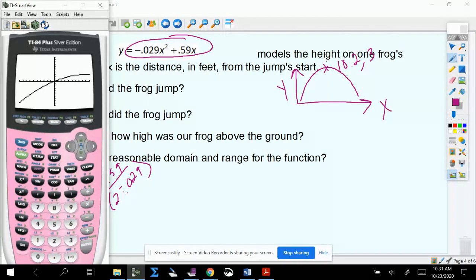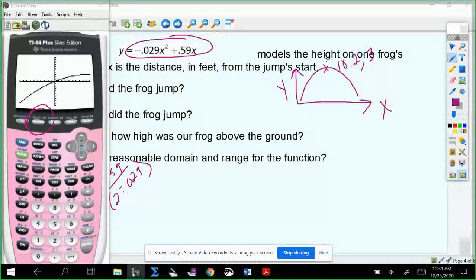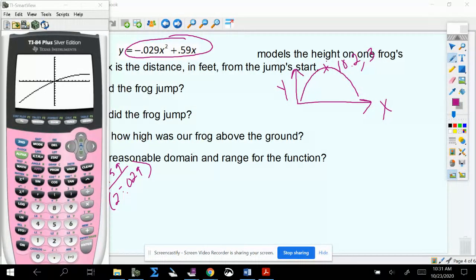You're going to go to the button that says window. Let me highlight this for you. This is the button that says window. If you click that button, what you're going to see is the default window, which means it's going 10 left, 10 right, 10 up, 10 down. I don't want that boundary. I don't think I'm going to see it very well. So I want to start at 0. My x is going to be my starting distance. Sometimes x is starting time. Either way, I don't want a negative. I'm not going in a negative direction.